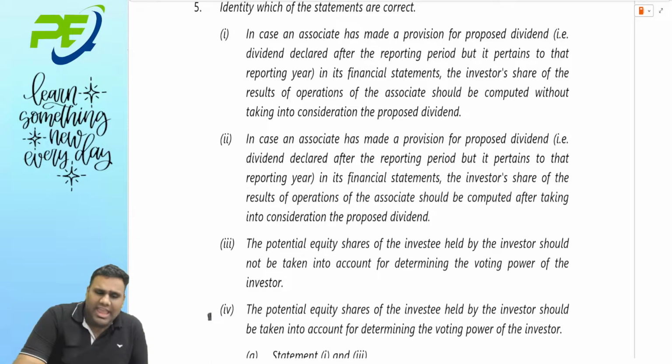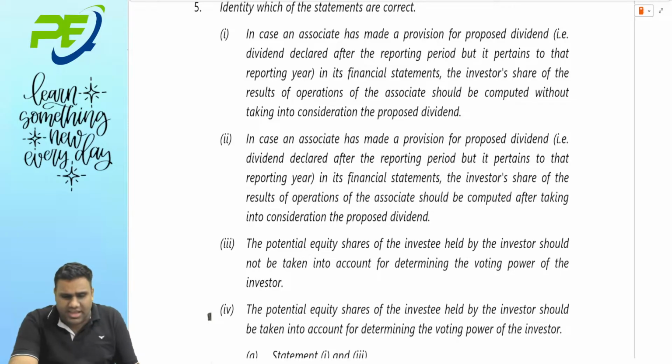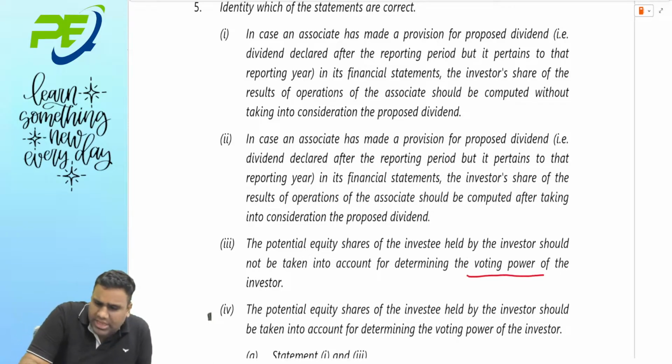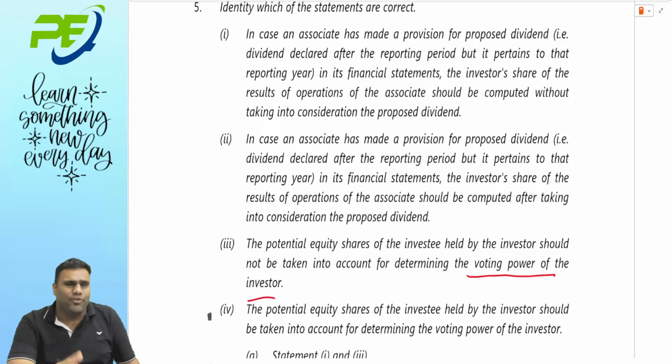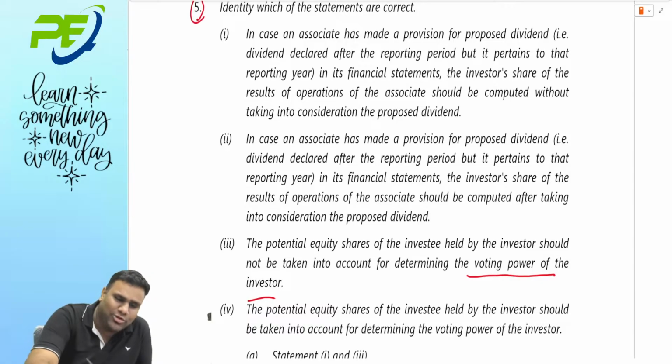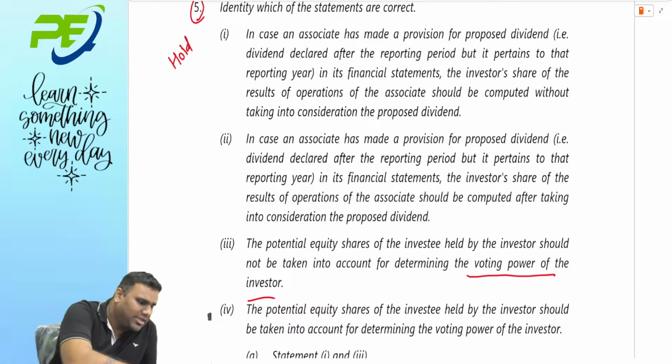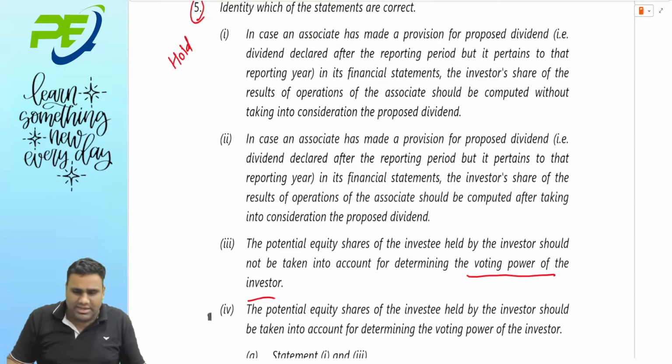We'll hold it. Okay, third one. The potential equity shares of the investor held by the investor should not be taken for determining the voting power of the investor. One second, we cannot do this question now. For this, you should know EPS. AS20, there only you have potential equity shares. So this one MCQ alone, I am putting on hold. Not now, we'll do it later.